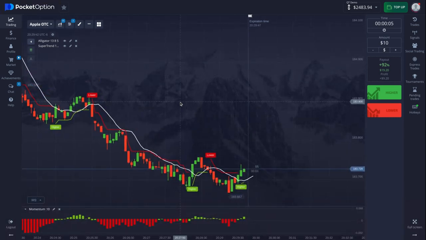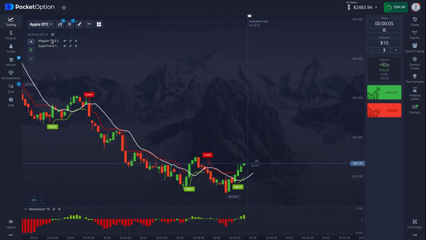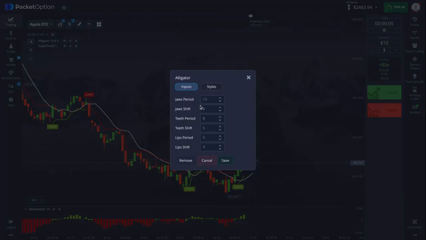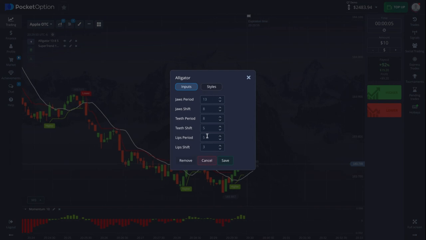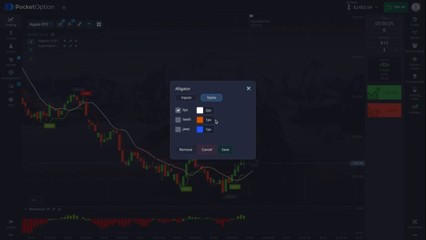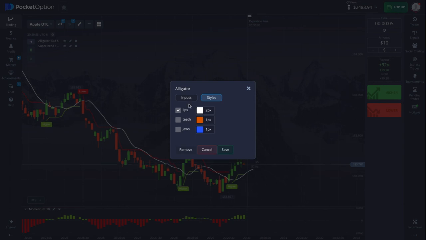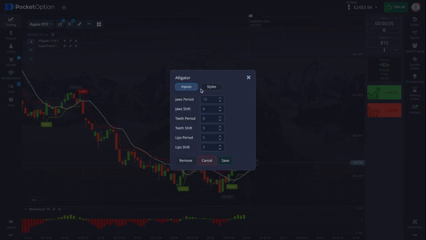Okay, I'm trying to show a strategy here using the alligator, just the lips period. It is shifted over 3, so keep that in mind. We're going to use that as a signal. We're just going to keep the lips there on the alligator. We're going to get rid of the rest.